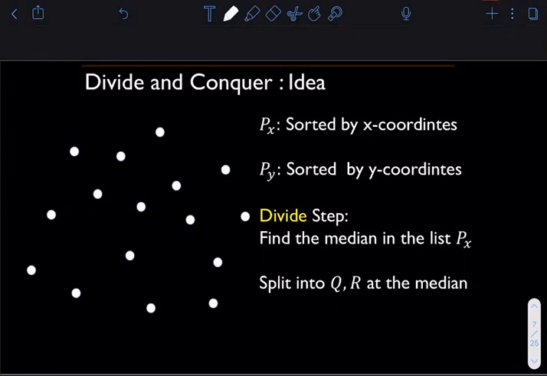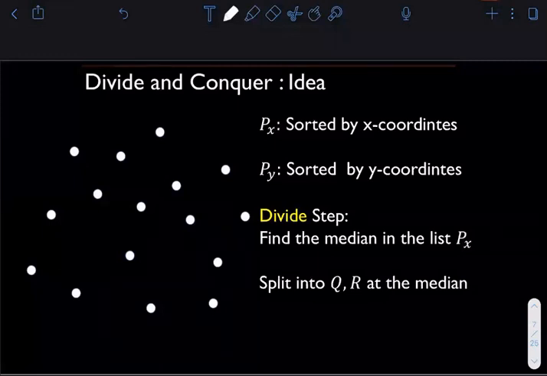In the same vein, what we are doing here is we are again sorting the point set according to the X coordinate and the Y coordinate separately. And I'm calling these two different lists Px and Py. Remember, both Px and Py are the same set of points. It's only that Px is the set of points sorted by X coordinate, and Py is the set of points sorted according to the Y coordinate. Okay, good. Now, how are we going to divide the set of points?